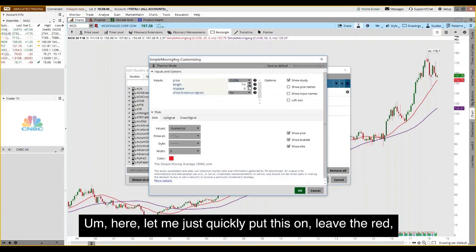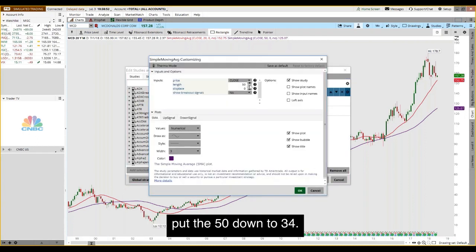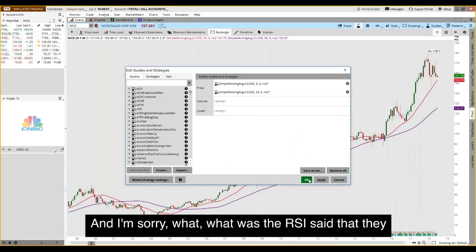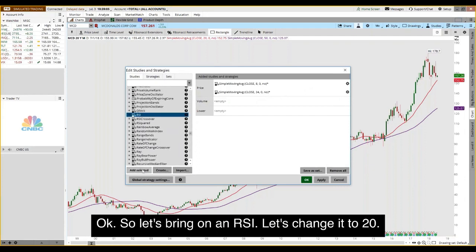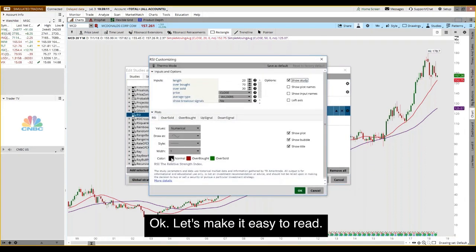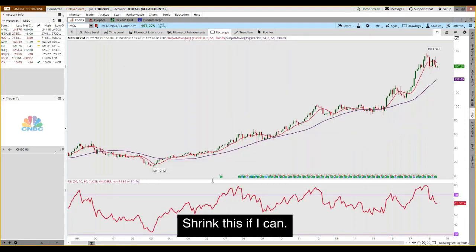here, let me just quickly put this on. We'll leave the 8 red, put the 50 down to 34. And I'm sorry, what was the RSI setting that they used? 20. RSI 20. Okay, so let's bring on an RSI. Let's change it to 20. Okay, let's make it easy to read. Okay, shrink this if I can.